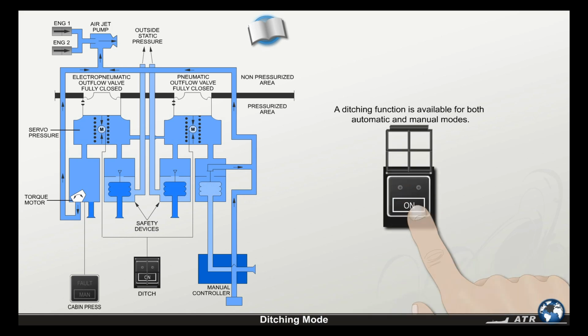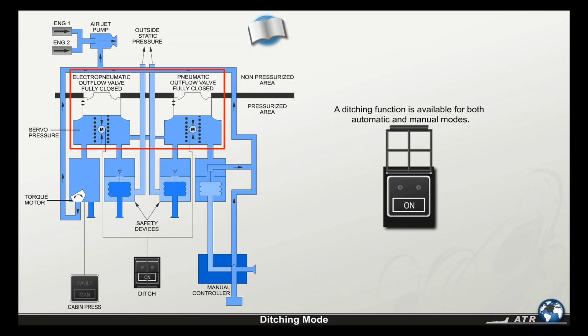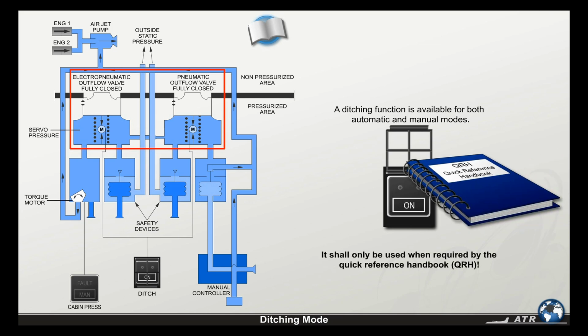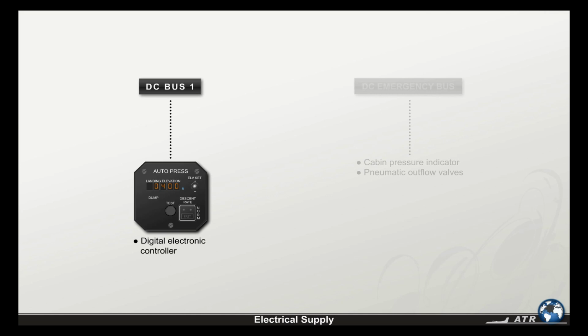When the ditching push button is depressed, a signal is sent to maintain both outflow valves closed. It shall only be used when required by the Quick Reference Handbook, QRH. The digital electronic controller is electrically supplied by DC bus 1, and the DC emergency bus feeds the cabin pressure indicator and the pneumatic outflow valves.